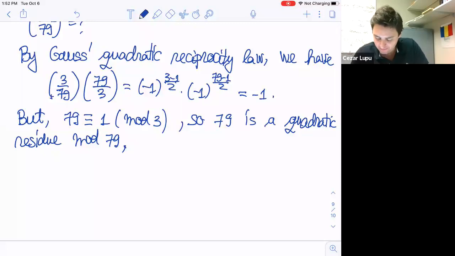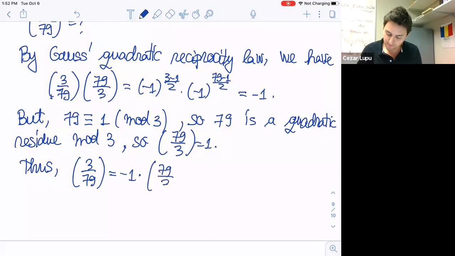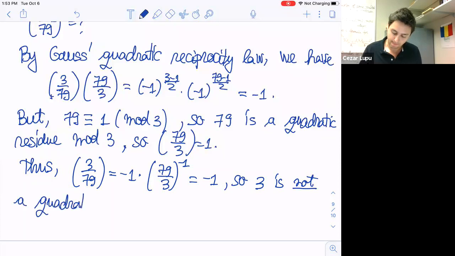So let me just finish this problem. In fact, I think you can do it. At this point, we know that 79 is a quadratic residue mod 3, sorry. So 79 by 3 is 1, right? So finally, we have that the Legendre symbol 3 by 79 is negative 1 times (79 by 3) to the negative 1, which is negative 1. So this means that 3 is not a quadratic residue mod 79, and that's it.